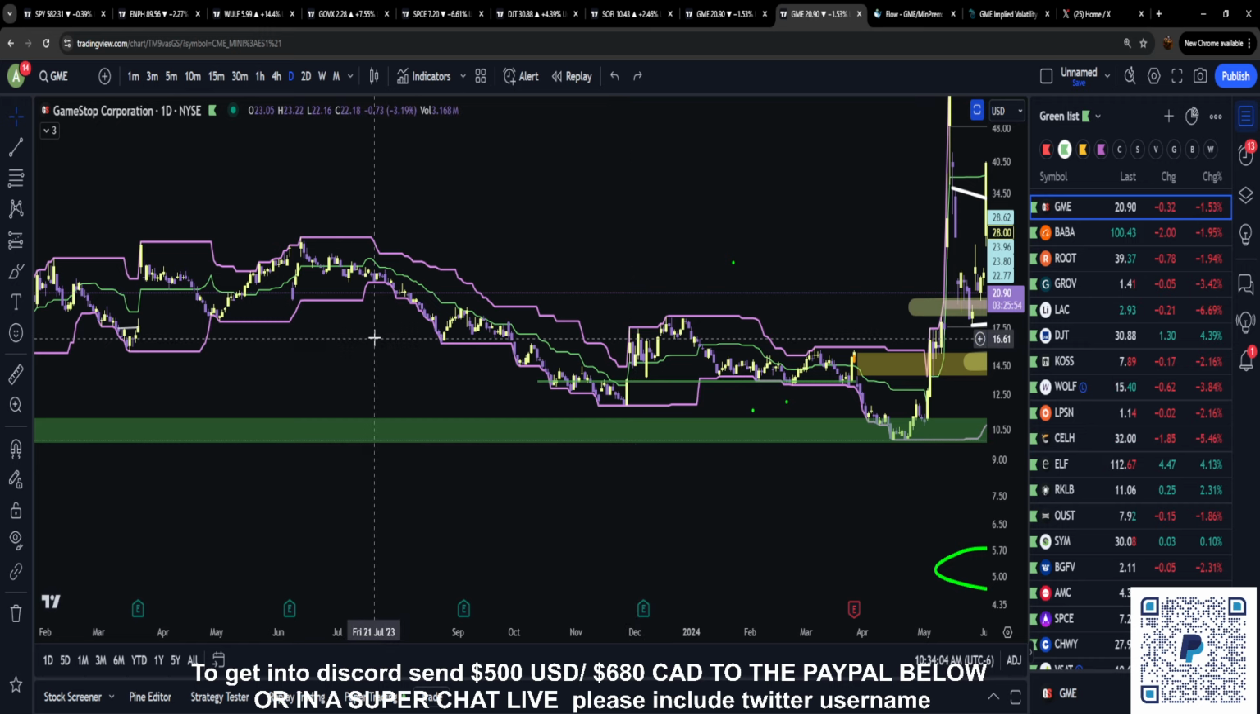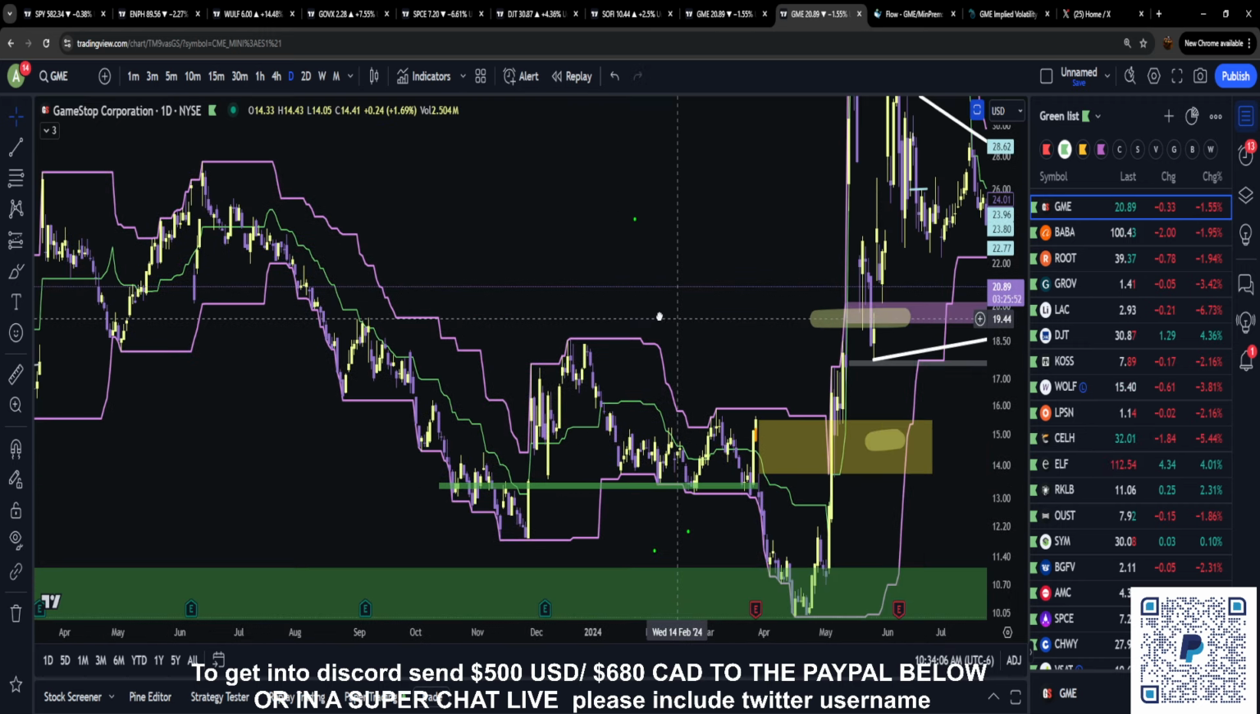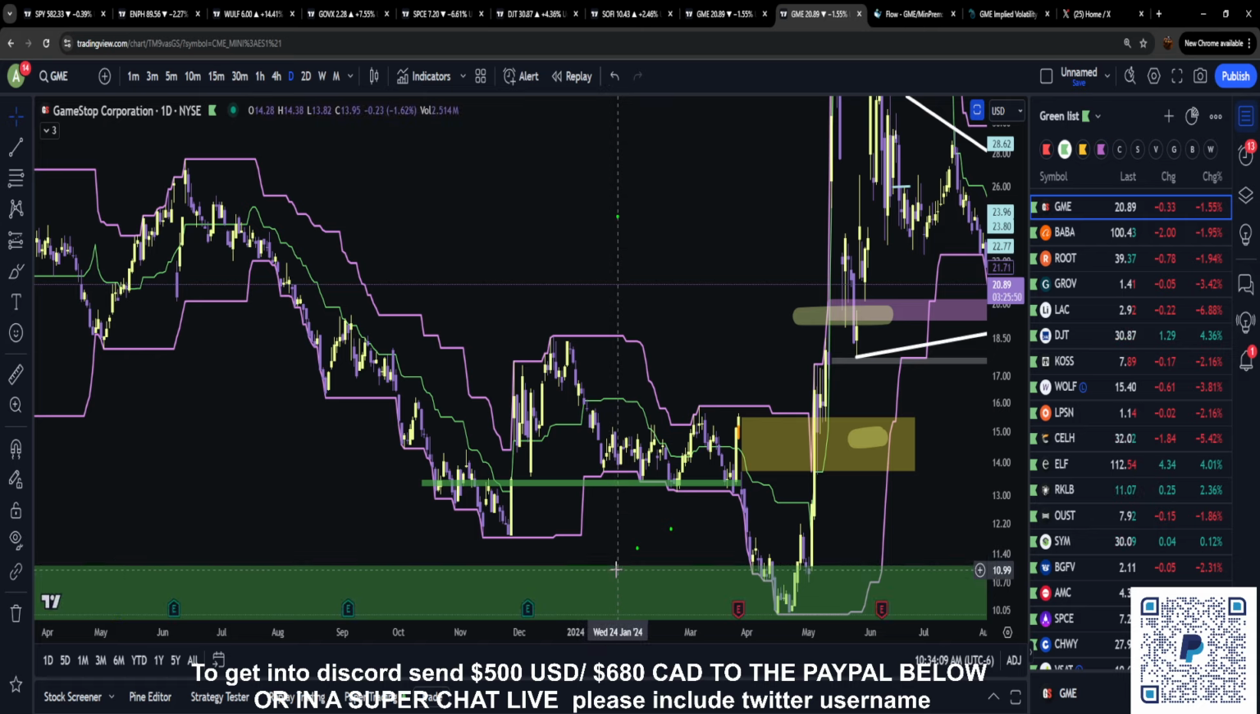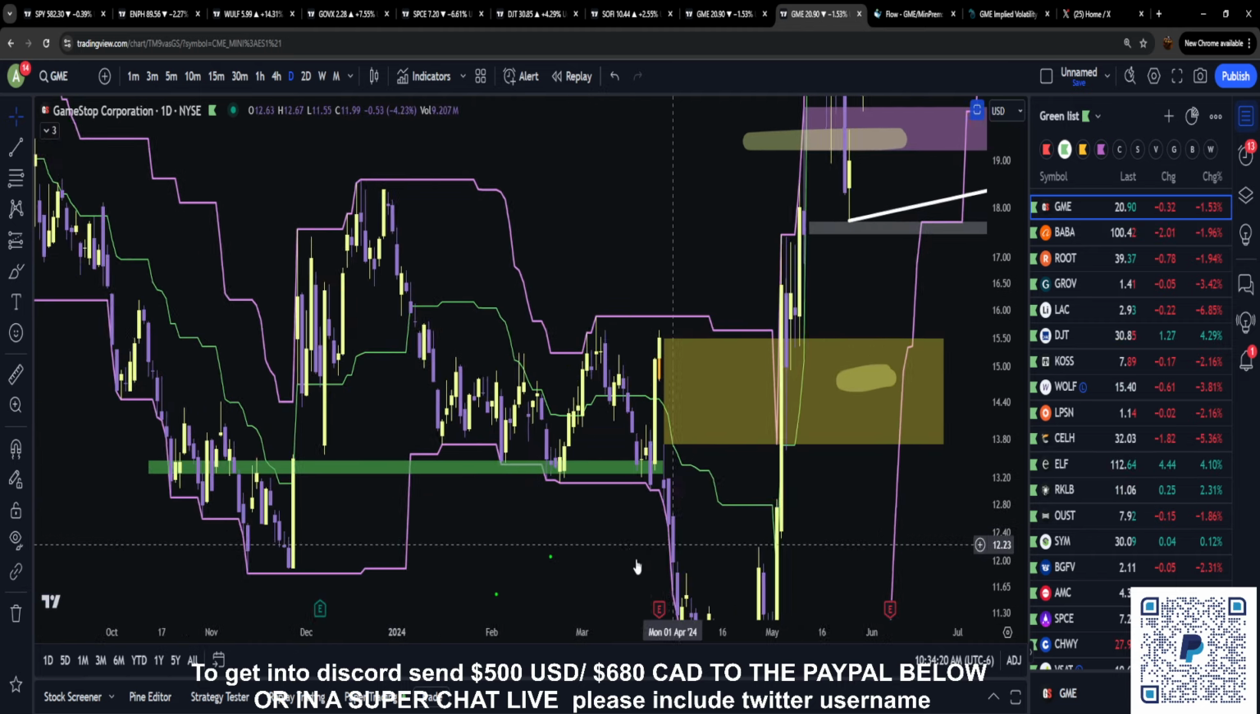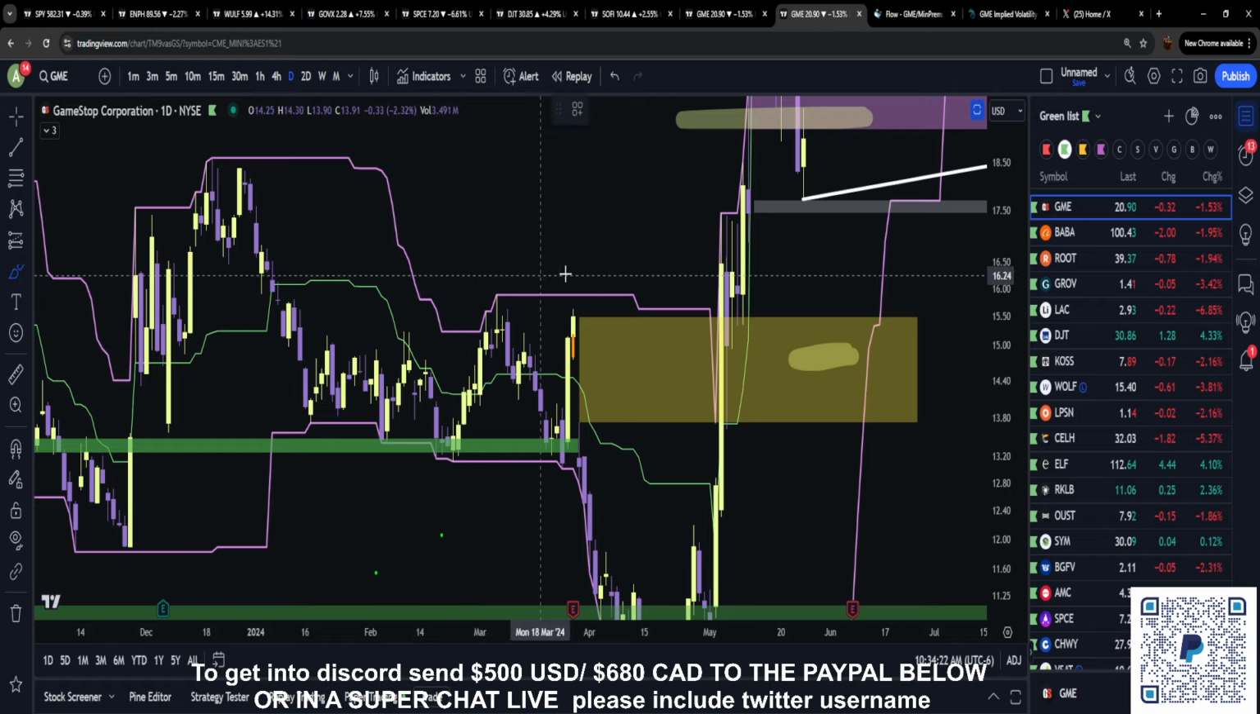What you have to do with the Donchian channels is pay attention to the highs and the lows and those flat lines that are created. Now, why are they important? Okay, I want you to look at this, okay? This range of price action here.